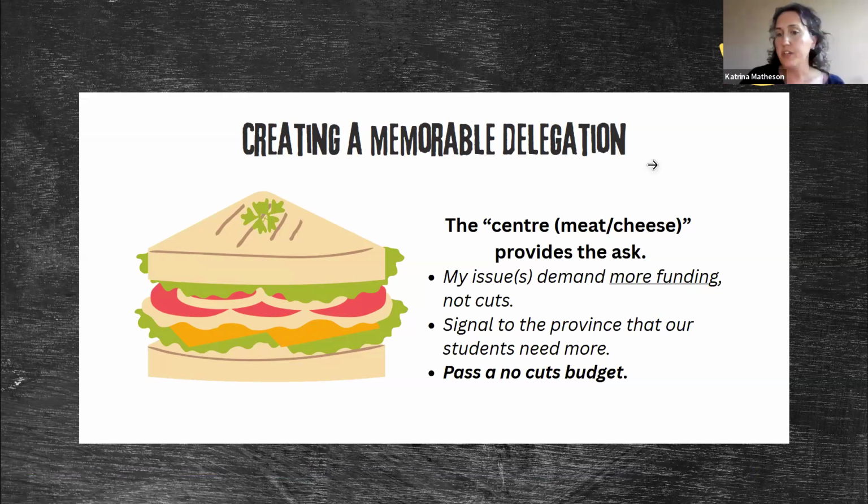As I said, a good example: no cuts in my school and no cuts for anyone's school. Don't make any cuts. We need to push back on the province and make sure that our student needs are met and pass a no cuts budget.